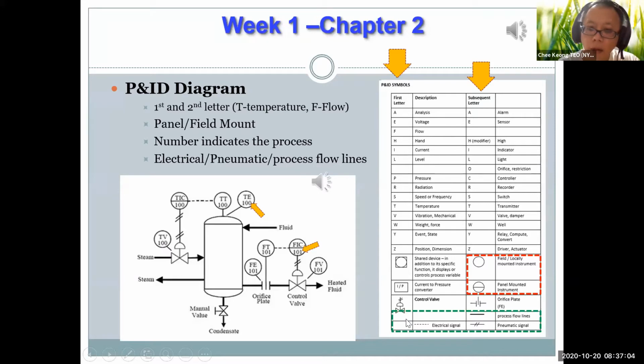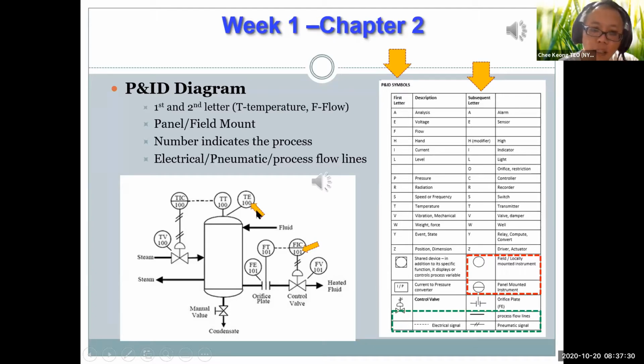Now, what about the lines? This line is dotted. Dotted means it's an electrical signal. Now, if it is a dash with two slashes, for example here, this is called a pneumatic signal. Of course, the darker one will be the process signal, the process flow line. So these are process flow lines. Okay, so far so good.